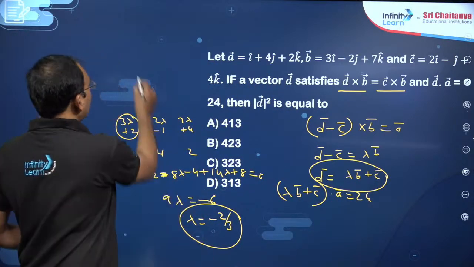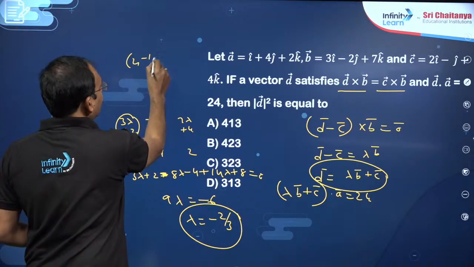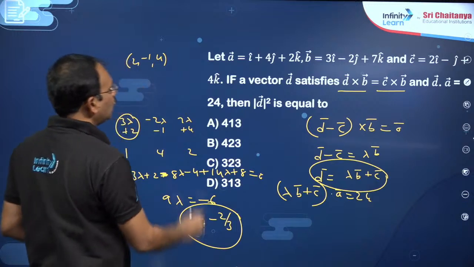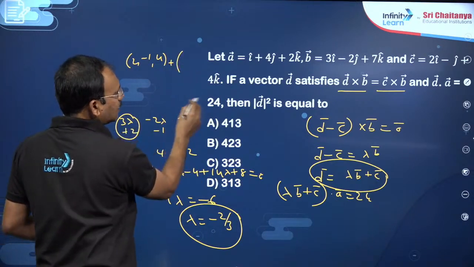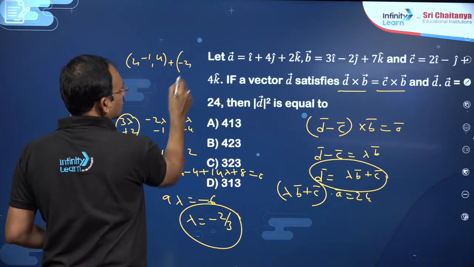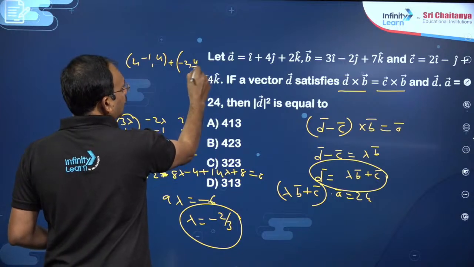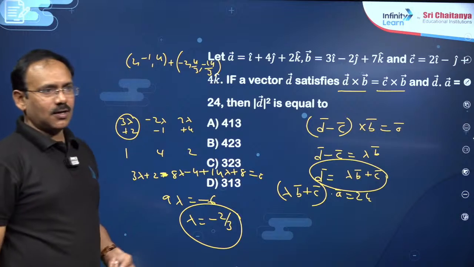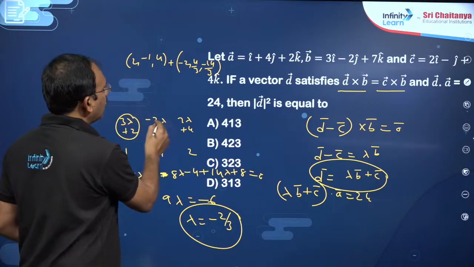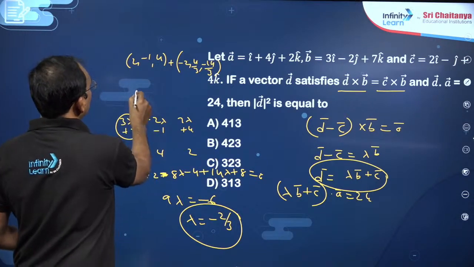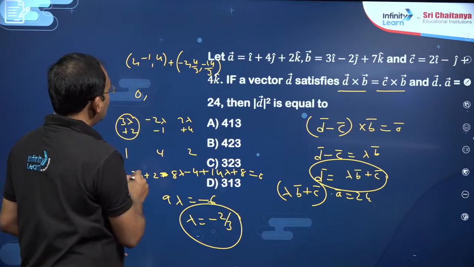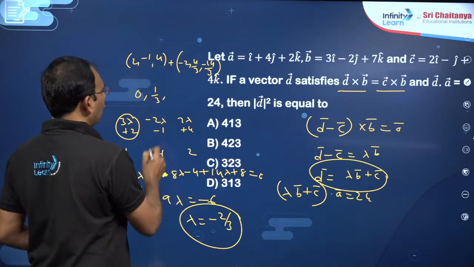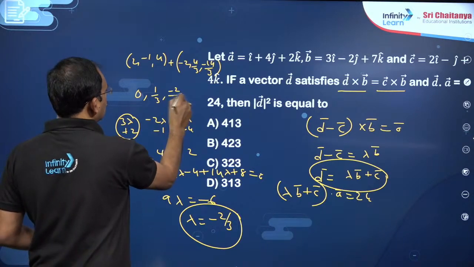You see, C bar is 2, minus 1, 4, plus lambda is minus 2 by 3 into B bar. So, minus 2 by 3 means this is minus 2, plus 4 by 3, minus 14 by 3. This is going to be this vector. Now, you can find this combination, my dear friends. This is 2 minus 2 will become 0, minus 1 plus 4 by 3 will become 1 by 3, and this is 12 minus 14, which is minus 2 by 3.